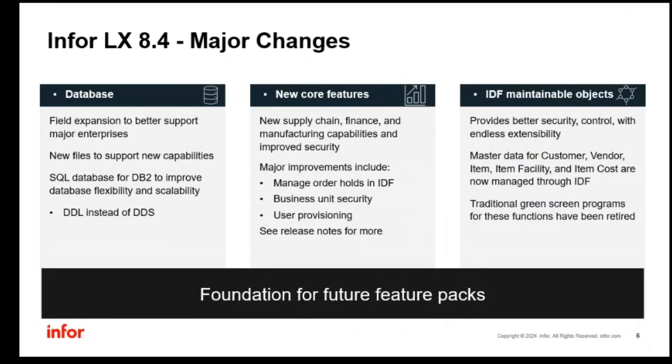So that was done to support new capabilities, but also to support a major enterprise, right? So if you are running out of certain numbers, they're going to roll over, such as some of the transactional numbers that we have in our system. This database change was done to support that. New files to support new capabilities. So we've also introduced a lot of new tables. Now, again, those new tables don't really have an impact to you in terms of the need to convert when you upgrade. There's nothing to convert, right? So those are just new tables there to support new functionality.